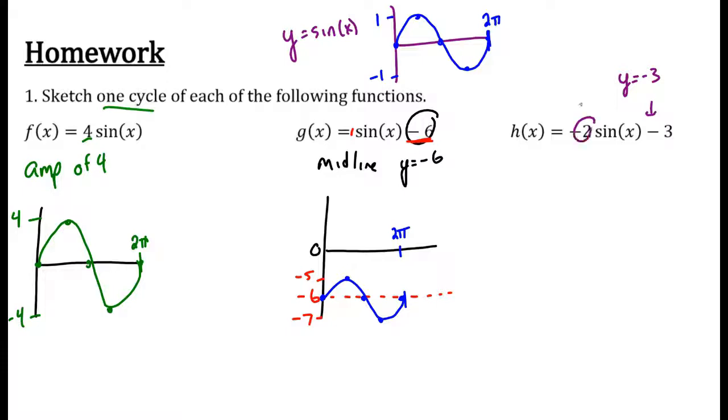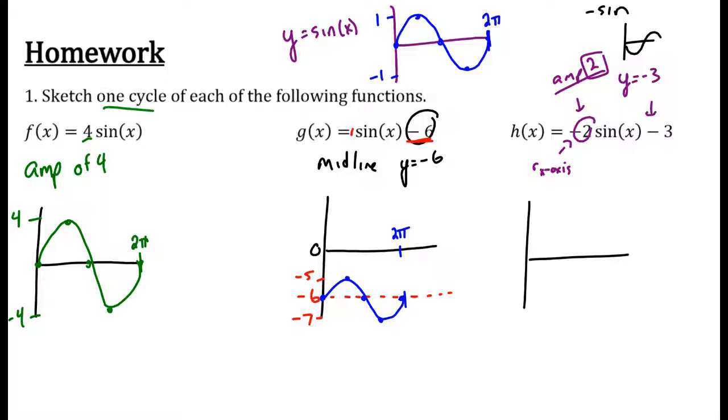But be careful. The amplitude is 2. Amplitude is a positive number. The amplitude is 2. The negative means reflect over the x-axis. Reflected over the x-axis is what that negative means. So instead of doing a little hill and little valley, negative sign is a little valley, little hill. Negative sign is reflected over the x-axis there.